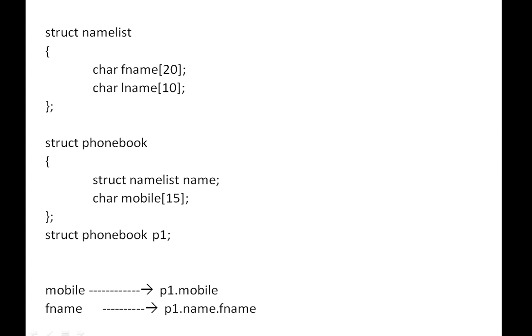If I want to read first name, last name, and mobile, how will we write the code? Printf, enter the first name, and scanf percentage s, comma p1 dot name dot first name. Again, what about l name? Percentage s, comma p1 dot, you have to go to phone book, again name, then l name. In phone book again nameless, then l name. So p1 dot name dot l name. What about mobile? It is a direct element of phone book, so that can be directly accessed as p1 dot mobile.